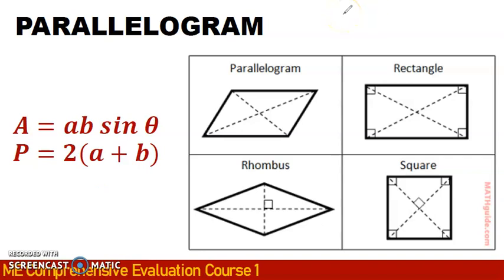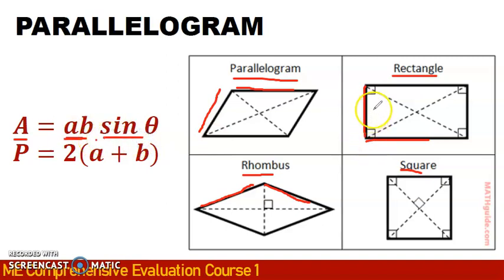So a parallelogram can be this one, a rectangle, a square, or a rhombus. These are called parallelograms because two sides are parallel. The area of a parallelogram is just the product of two adjacent sides, for example this side and this side, this side and then this side, multiplied by the angle between them.